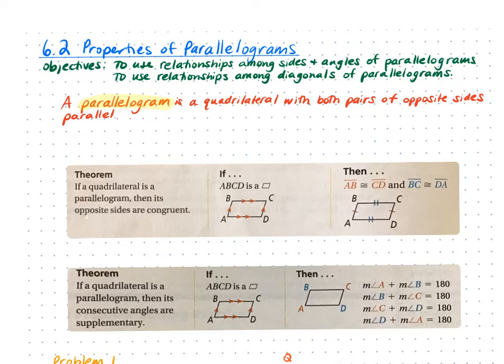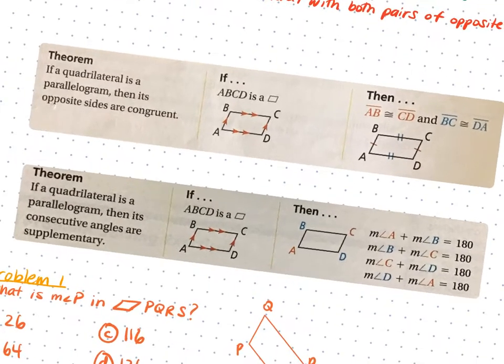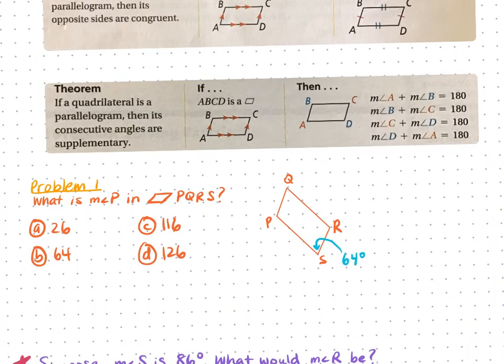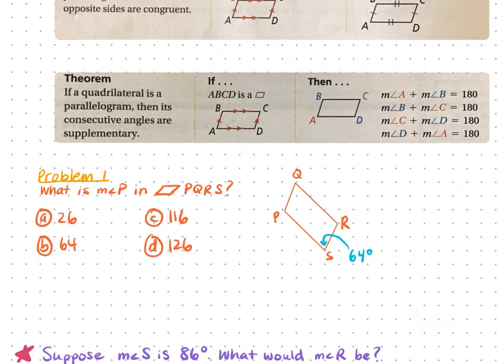If a quadrilateral is a parallelogram, then its opposite sides are congruent. Oh, sorry, that's not by definition. If the opposite sides are parallel, then the opposite sides are also congruent. And then the next one says if a quadrilateral is a parallelogram, then its consecutive angles are supplementary.